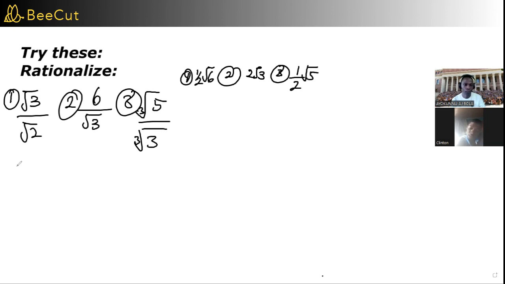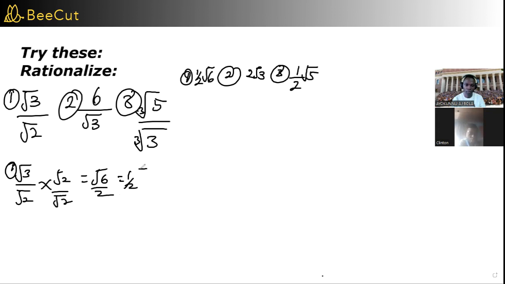Let's look at it together. So the first one, we are rationalizing. That is 3 over root 2 times root 2 over root 2. So this is 3 root 2 over 2, not root 6 over 2. And that is not six, which is correct.